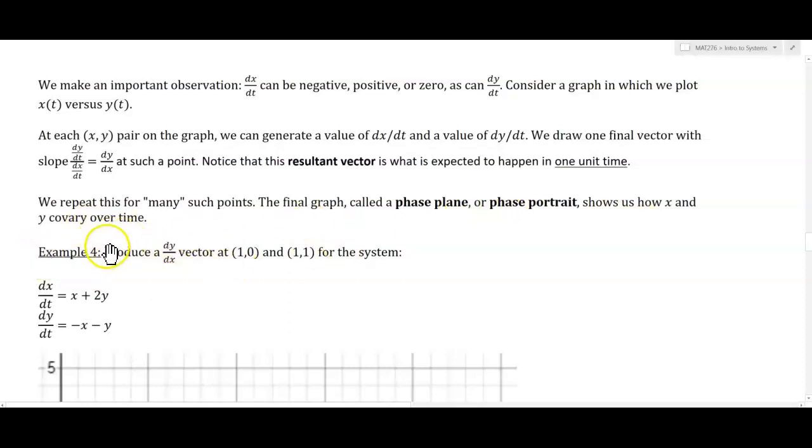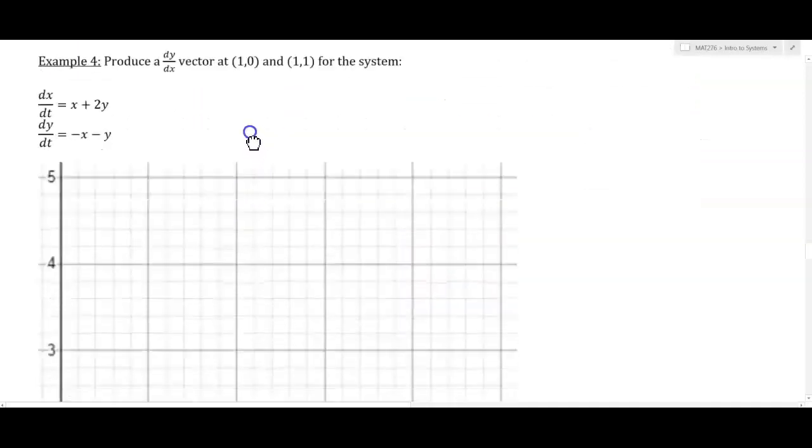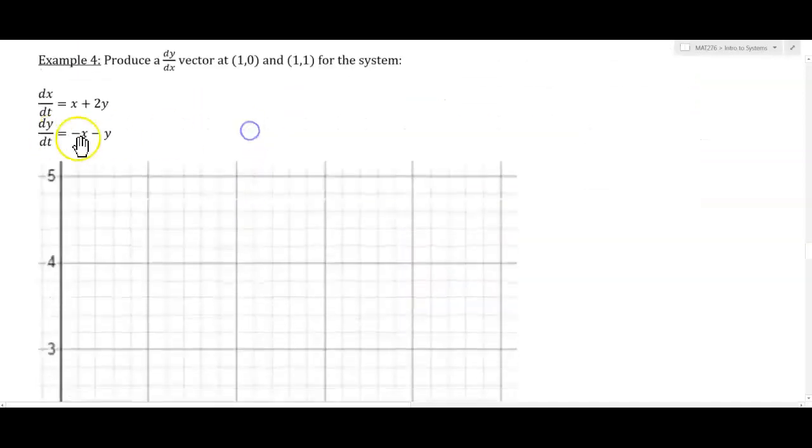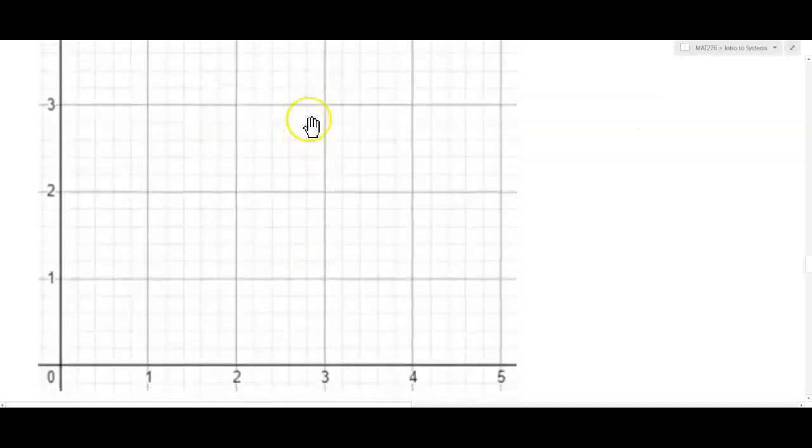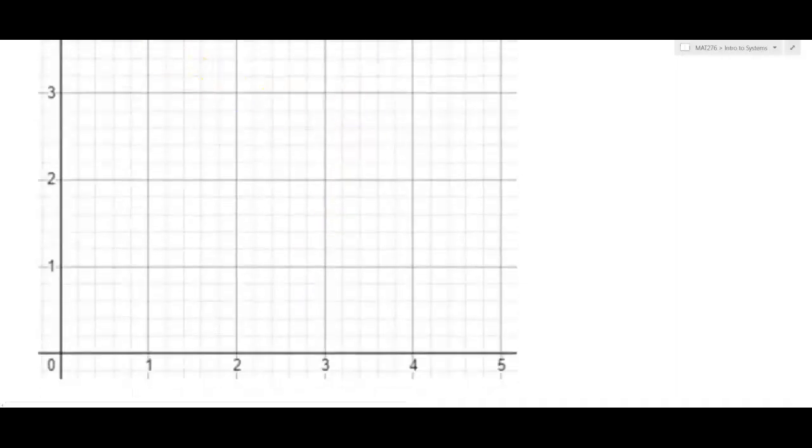Let's do an example. Produce a dy/dx vector at (1, 0) and (1, 1) for the system dx/dt equals x plus 2y and dy/dt equals negative x minus y. Okay, so at the point (1, 0), we're going to have two vectors. At the point (1, 0), we need to generate a dx/dt and a dy/dt. So we're going to generate both these slopes.